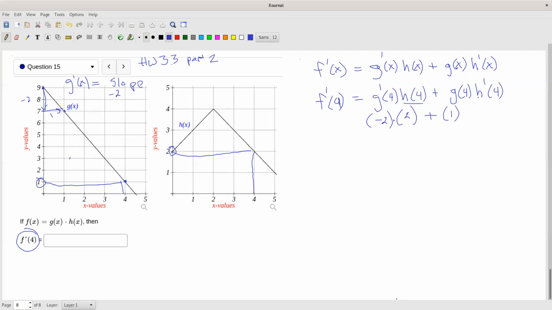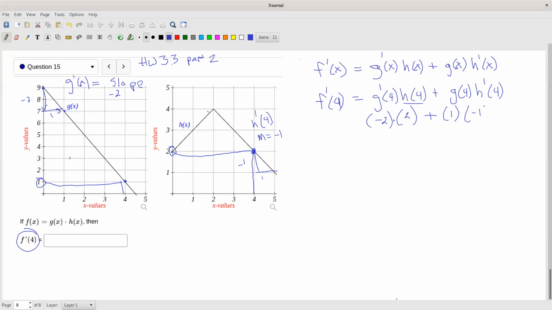What's h prime of 4? Okay, now this function is a v shape, so it's got different slopes in different parts, but I want to know what's the slope right here at that point. And I can see here that through that point, we are dropping 1 and running 1. So the slope there is -1/1. So m at that point, the slope, which is h prime, is -1.